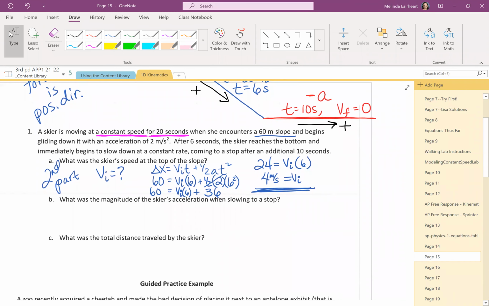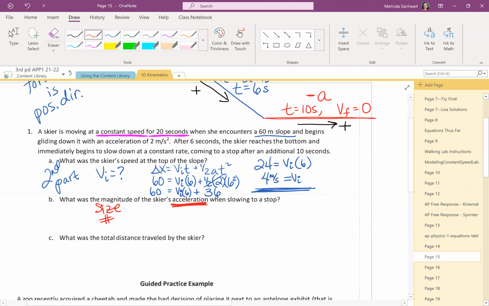Question B, what was the magnitude? What does magnitude mean? Just the size, the number, how big, how small, who cares about direction, okay? So what's the magnitude of the skier's acceleration? The real physics variable that we're solving for is the acceleration when slowing to a stop.